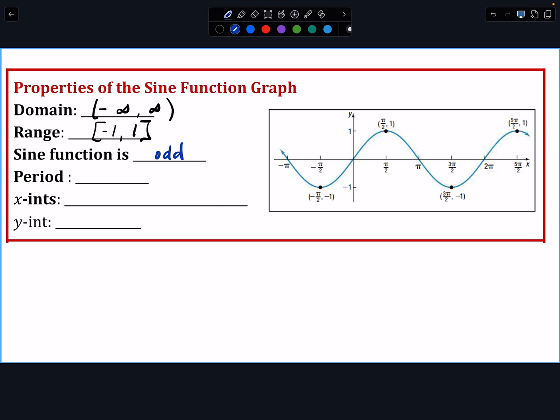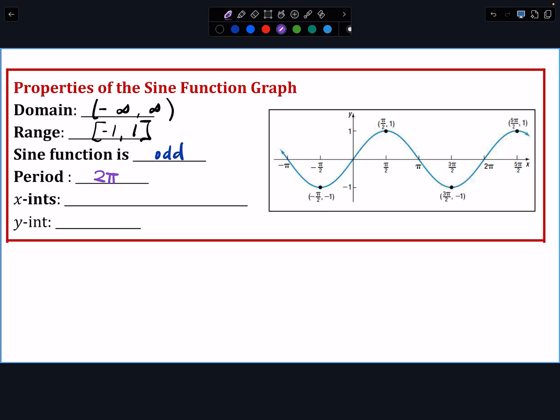Okay, what's the period of this guy? 2 pi. Now the x-intercepts, what I want you guys to notice is x-intercepts are where it crosses the x-axis, right? So negative pi, 0, pi, 2 pi. So if this pattern continues, where would the next one be? 3 pi, and then 4 pi, and then 5 pi.